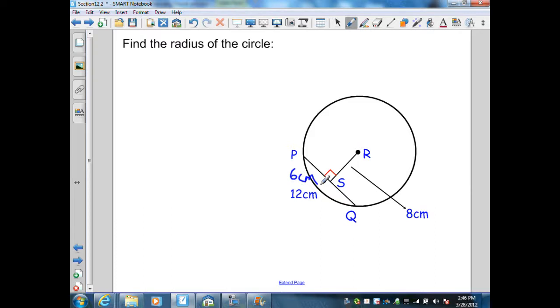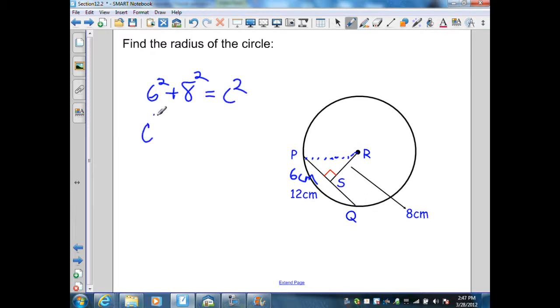In the diagram, I don't have a radius, but I can generate one if I create a segment from the center of the circle to a point on the circle, but I'm going to make it specifically to point P. When that happens, I have a triangle, RSP, that turns into a right triangle. Now I can use the Pythagorean theorem to generate the length of segment RP, which is the radius of the circle. Therefore, 6 squared plus 8 squared equals C squared.